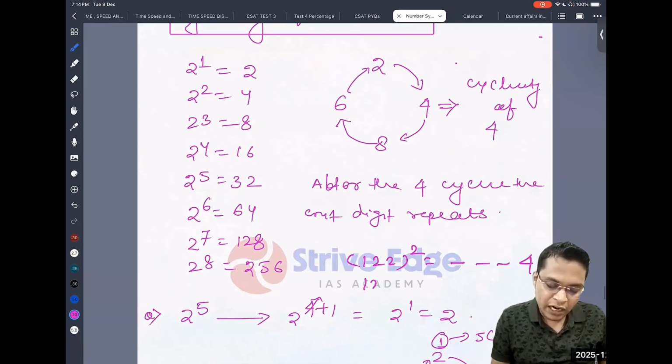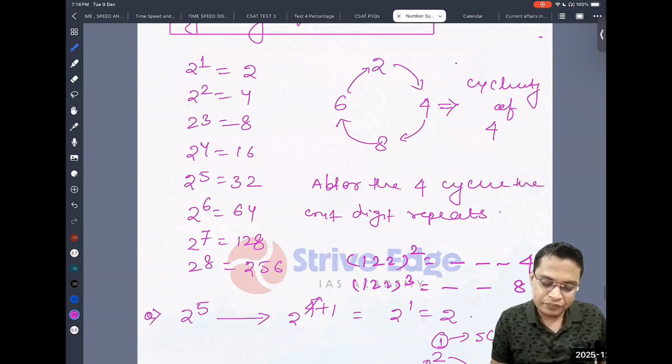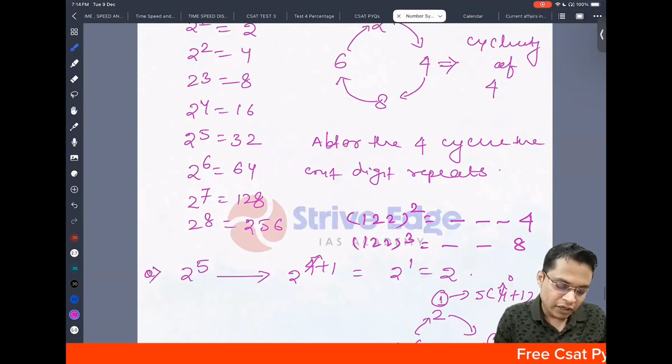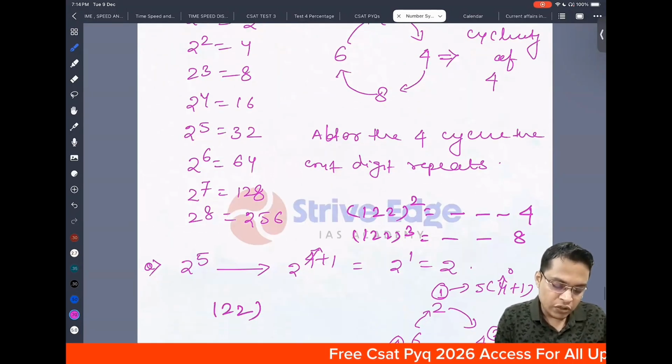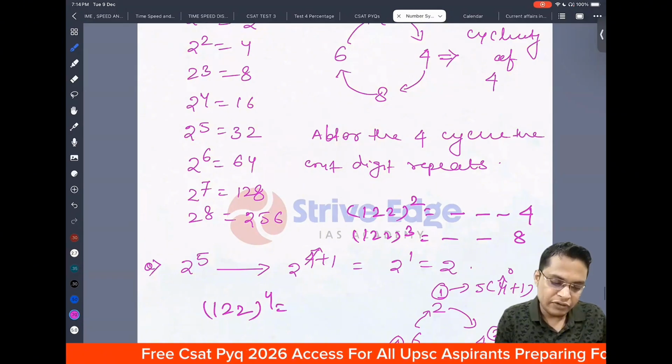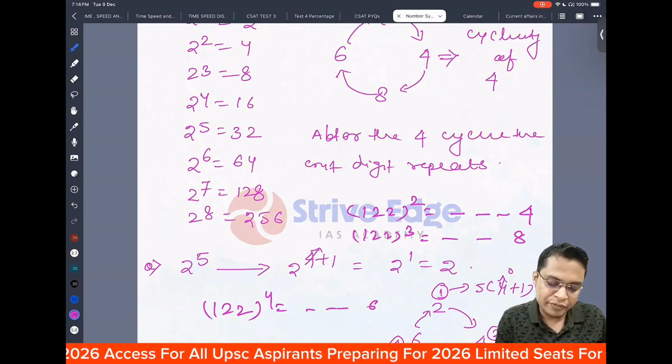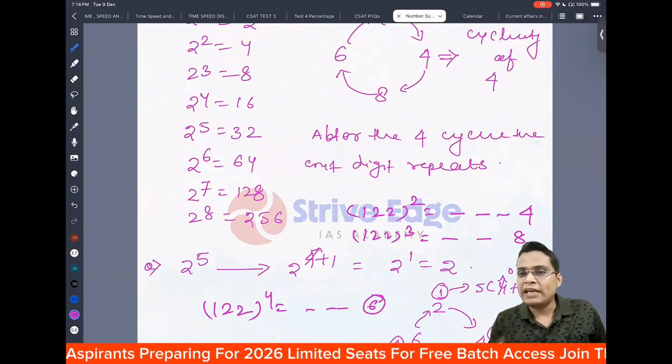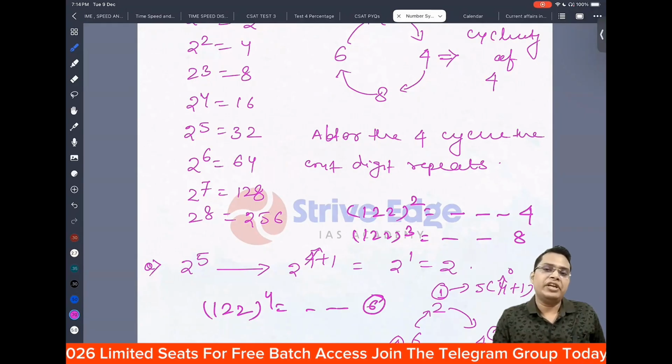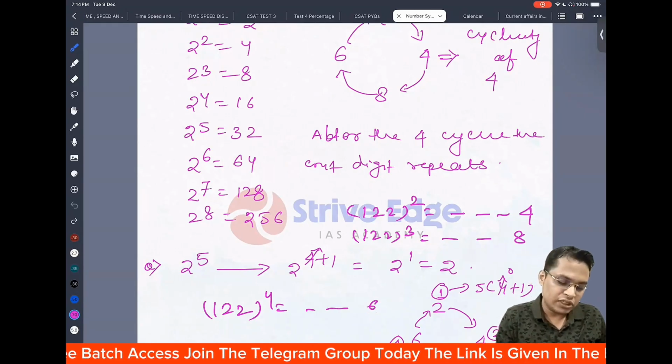So if you take 122 to the power 3, you'll get a number ending with 8. Same, if you take 122 to the power 4, you'll get a number ending with 16. Whatever the number may be, our concern is that cyclicity is basically used to find the unit digit. That is the reason we are using cyclicity.